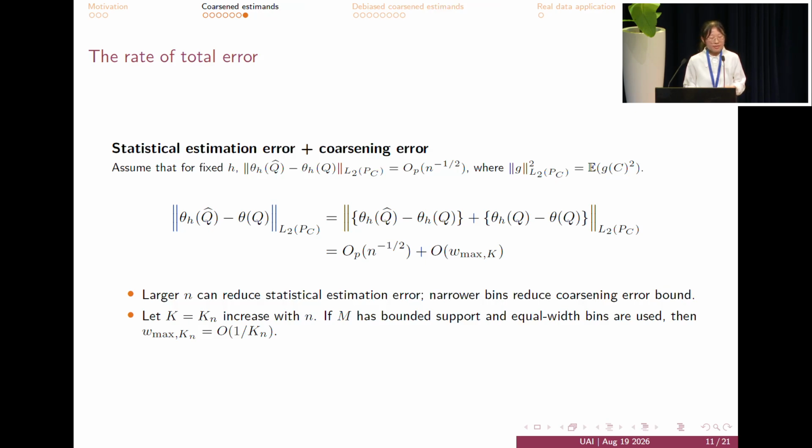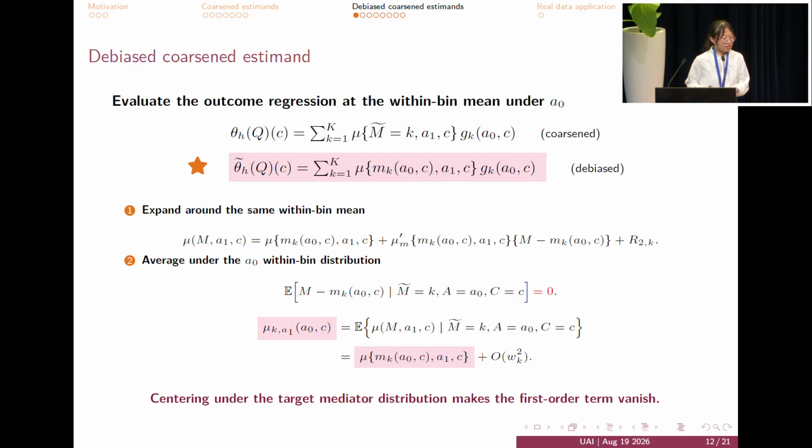But do we have to only rely on making more beams to reduce such error? Could we just improve the cosine function node itself, even in small k? So yes, that's exactly what we do here. Here we just make a small correction in the outcome term. We evaluate the outcome at the within-beam mean under the treatment level. This gives us the debiased functional.